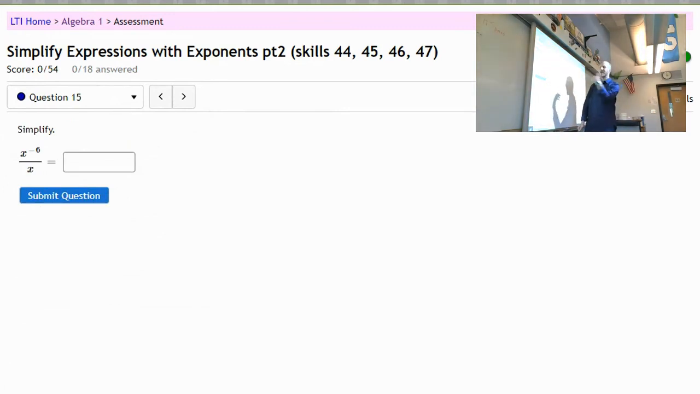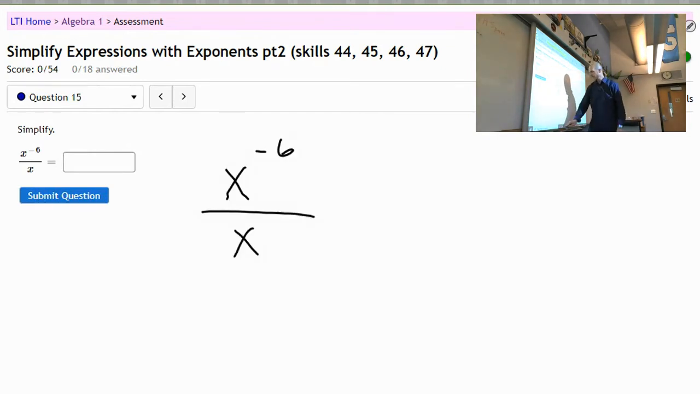All right, simplify. No negative exponents. Use only positive exponents in your answer. Okay, so I've got an x to the power 6 in the numerator and just an x in the denominator. It's got an invisible exponent of 1. I think that'll be helpful. A couple of different ways you could proceed.